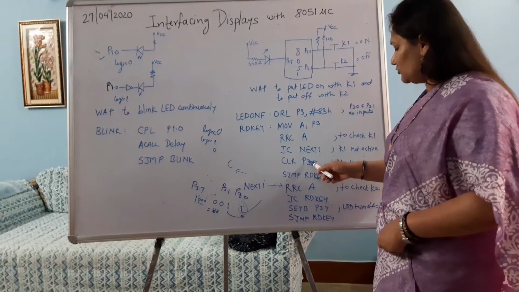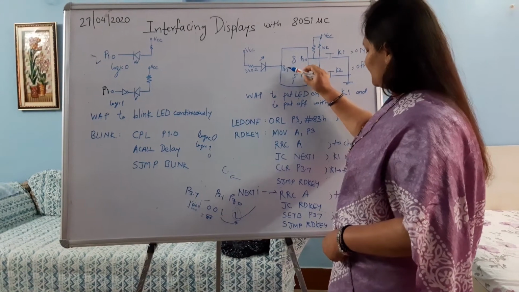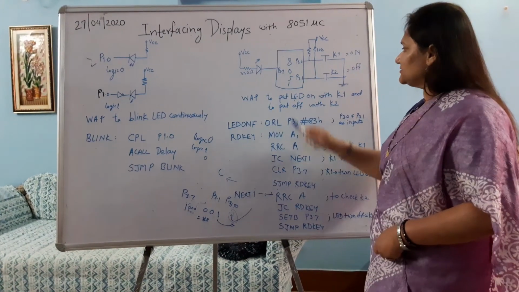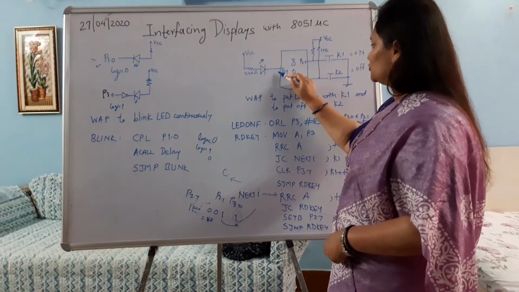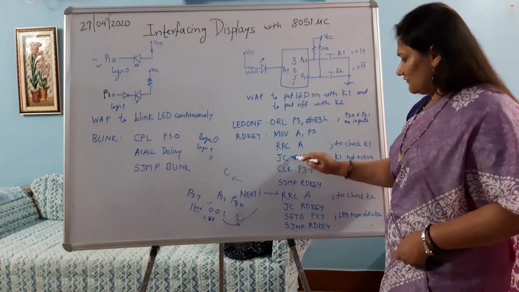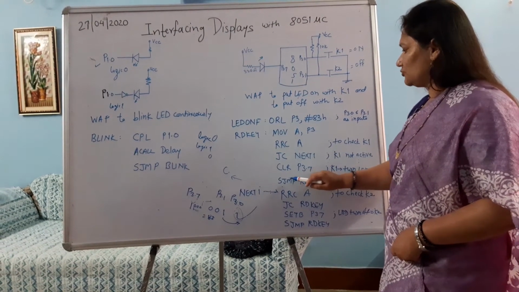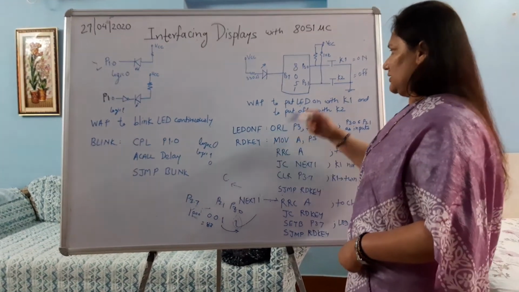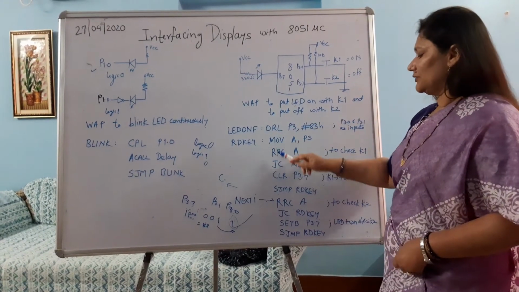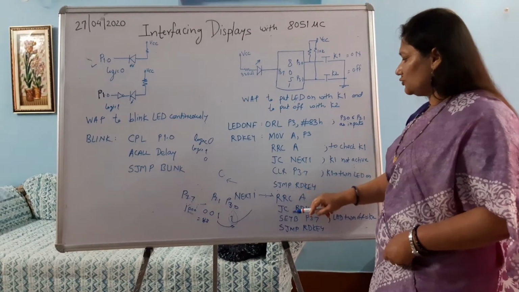And what is there at the port 3.7 pin? The LED is connected at the port 3.7 pin. And clearing the bit means making it 0, and making it 0 means you are glowing the LED. So if you find K1 pressed, you are glowing the LED, and again jumping to read the key status. If you again find K1 pressed, you will again glow the LED. If you don't find K1 pressed, you will check for K2.